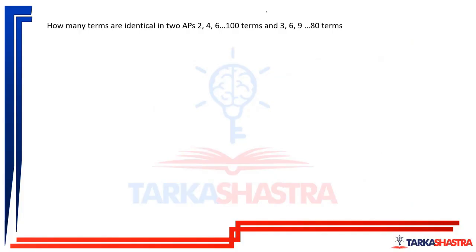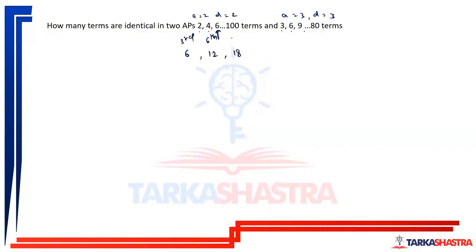Moving forward, how many terms are identical in two APs? The first AP is 2, 4, 6, and there are 100 terms. And then you have 3, 6, 9. So here you have A is equal to 2, D is equal to 2. Here your A is 3 and D is also 3. So if you observe, 6, which is your third term, will be common. Then 12, which is your sixth term, will be common.